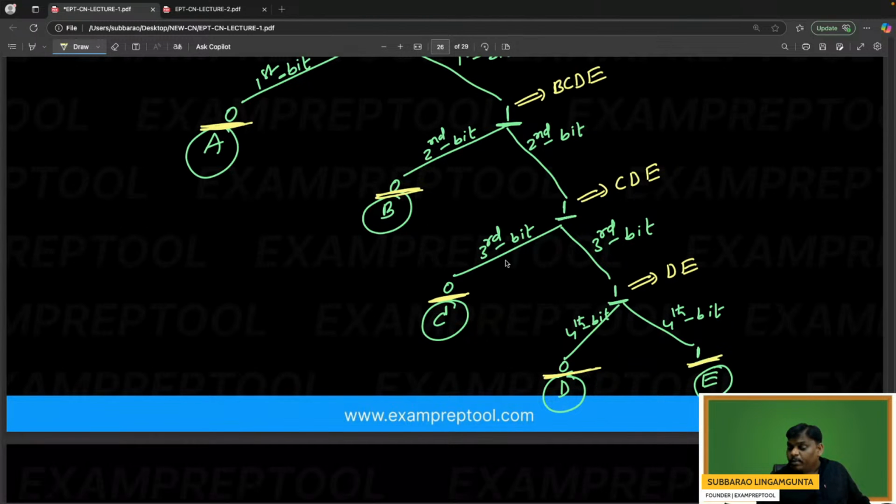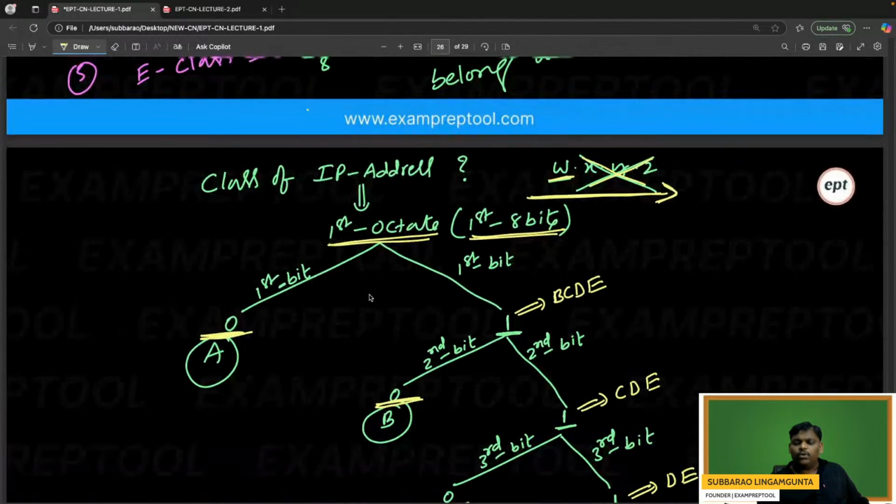If the third bit is 0, it is C class. If the third bit is 1, the answer is D and E, either D or E. If the fourth bit is 0, it is D class. If the fourth bit is 1, it is E class. I hope you got it.